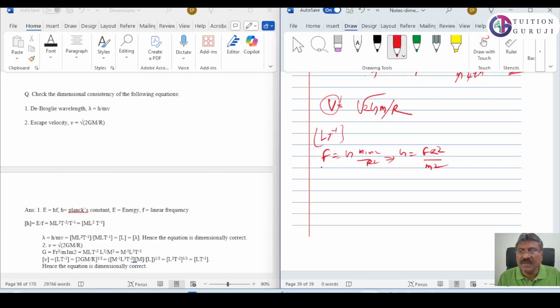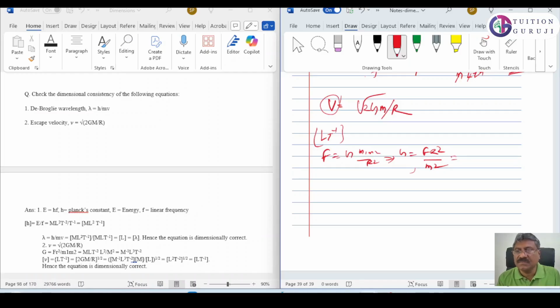So you can directly substitute that also here if you want. Then it will get cancelled also. If you are substituting for G, then this M1 will get cancelled, R will get cancelled. Otherwise, you can find out G and substitute, both ways you can do that. Anyway, first let us find it out directly. That's actually easier for you.